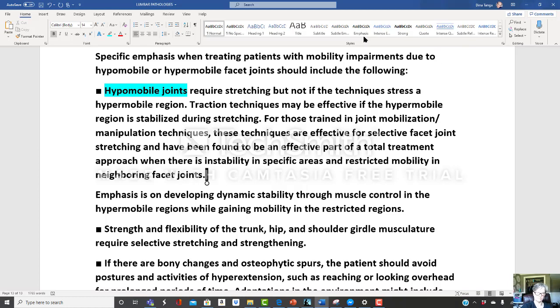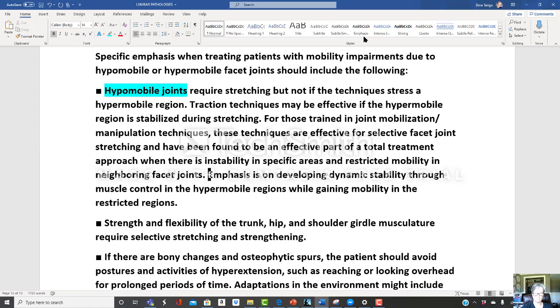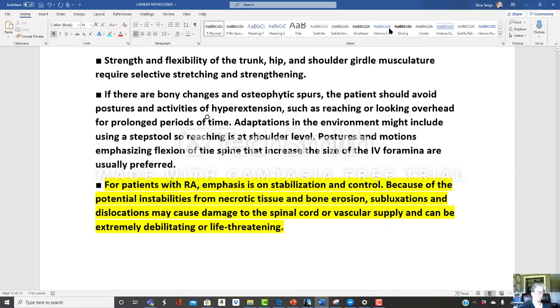Emphasis is on developing dynamic stability through muscle control in the hypermobile regions while gaining mobility in the restricted regions. Strength and flexibility of the trunk, hip, and shoulder girdle musculature require selective stretching and strengthening. If there are bony changes and osteophytic spurs, the patient should avoid postures and activities of hyperextension, such as reaching or looking overhead for prolonged periods of time. Adaptations in the environment might include using a step stool so reaching is at shoulder level.